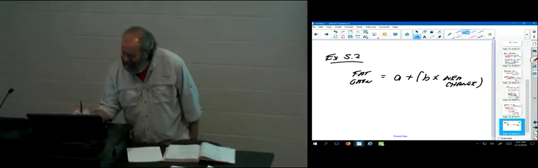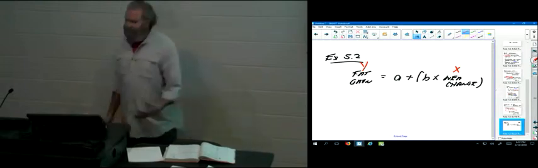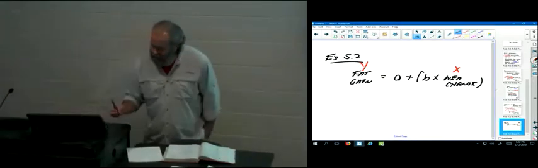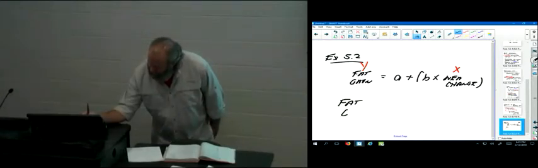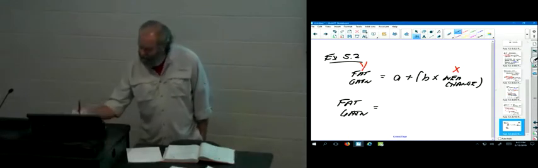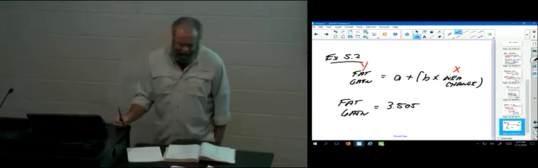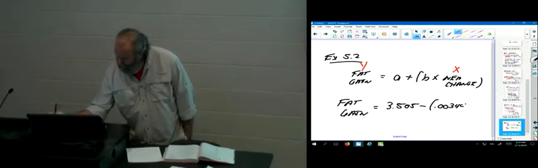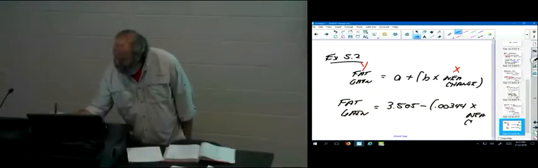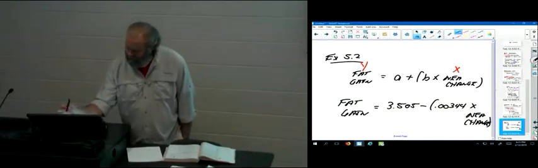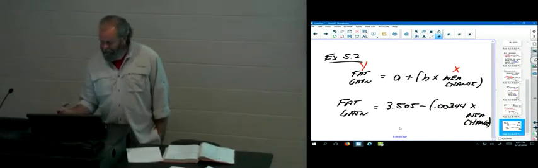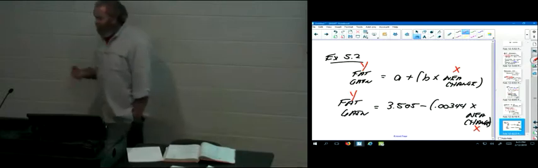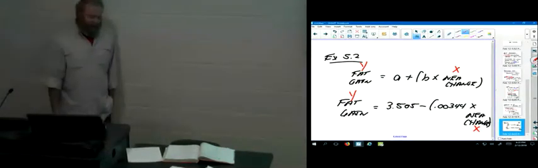Folks, all they're saying is this is your Y and that's your X, right? So in this class the variables have meaning. There's something attached to them. It's not just a Y and an X. So what they get here is the equation: gain is equal to 3.505 minus 0.00344 times the NEA change. Okay? So again, this is your Y, there is my X. They're putting the names of the variables in there to remind you they mean something to us.